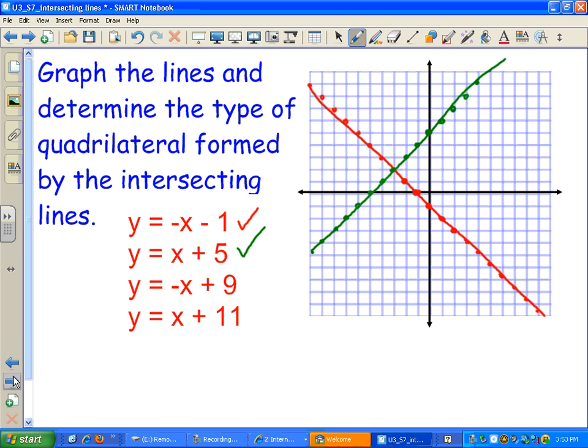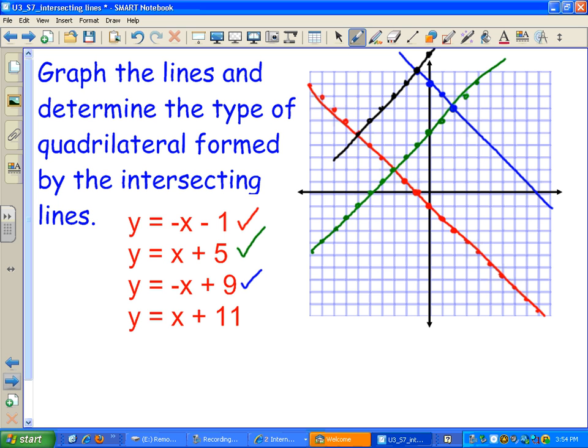Okay, then I'm going to do negative x plus 9, so my y-intercept is 9. And my slope is a negative, so I'm going to go down 1, over 1 to the right, down 1 to the right, up 1 and to the left. So something like that. And then the last one is x plus 11. So I'm going to start up at 11. And my slope is a positive, so I go up 1 and to the right, or I can go down 1 and to the left.